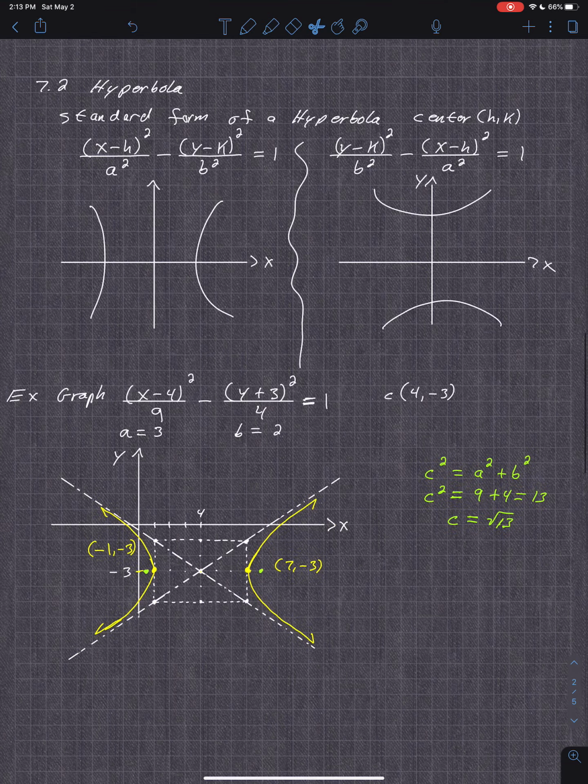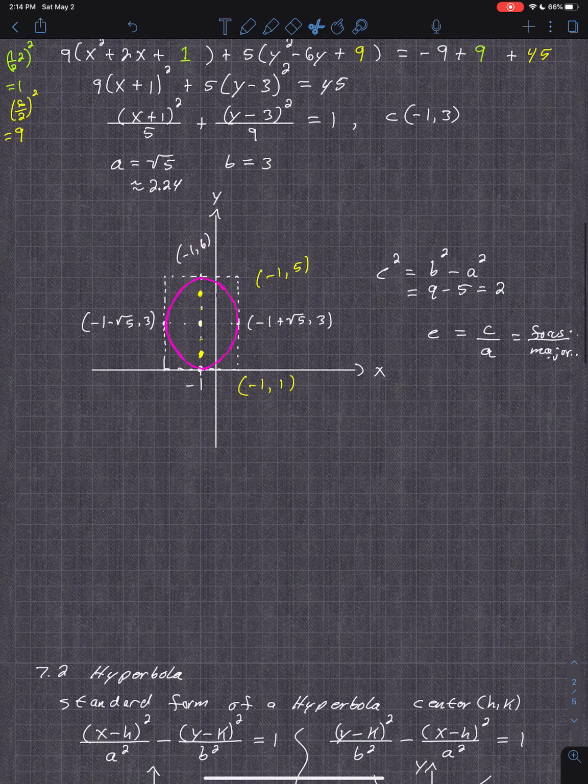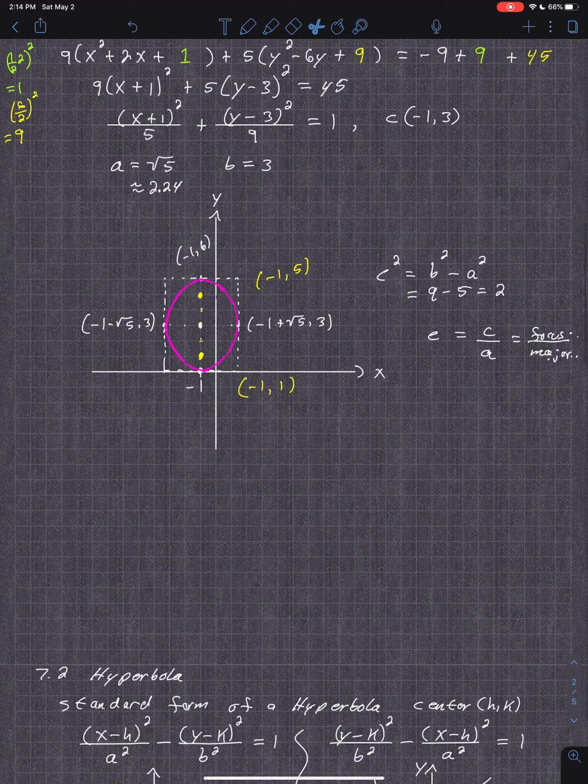Hyperbolas, 7.2. So that's all you need to know about ellipses. You just need to know how to graph those, calculate the focus and center, and these endpoints of the vertices, which is what they're really called, of the ellipse.